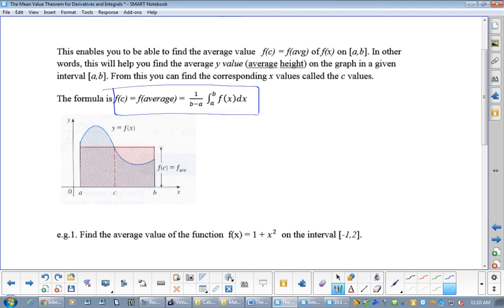So f(c), or f average, equals 1 over b minus a of the integral from a to b of f of x dx.